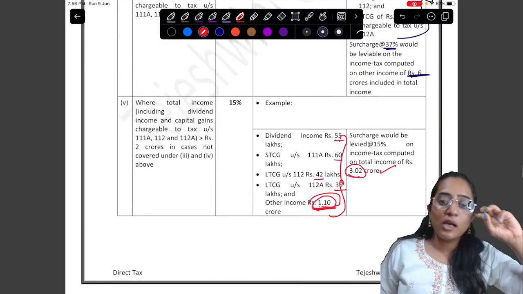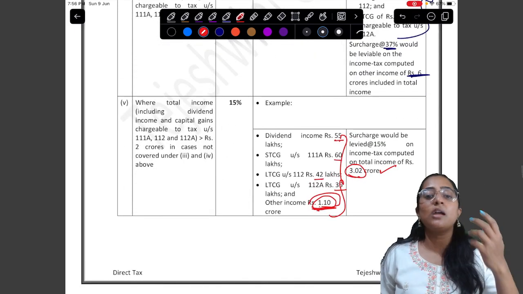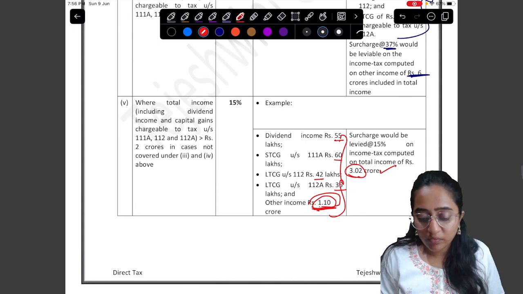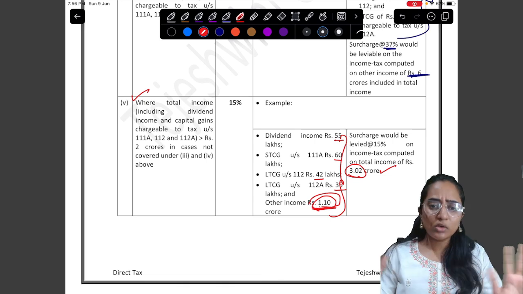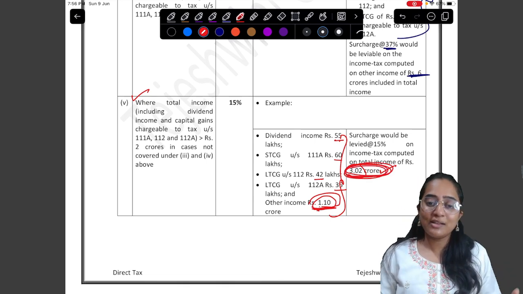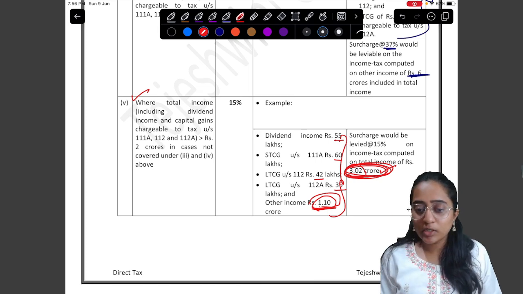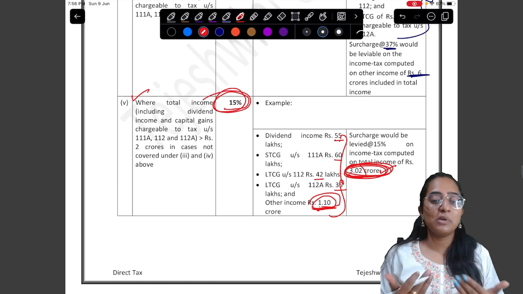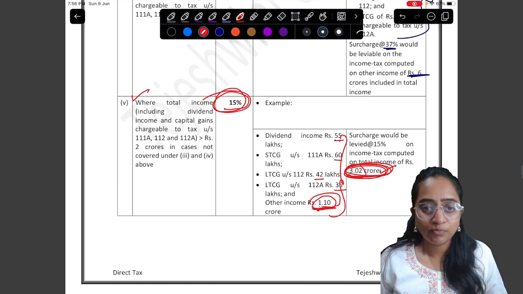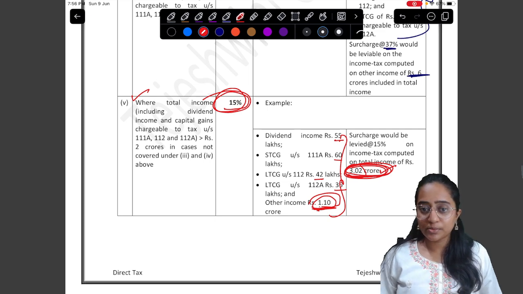So if it doesn't come under category 3, doesn't come under category 4, it will come under category number 5. Wherein for the entire amount of whatever the total income is, the tax you have computed, make sure that you are paying the tax at the rate of 15% and closing it. Simple. Clear, everyone? I hope it is understood.